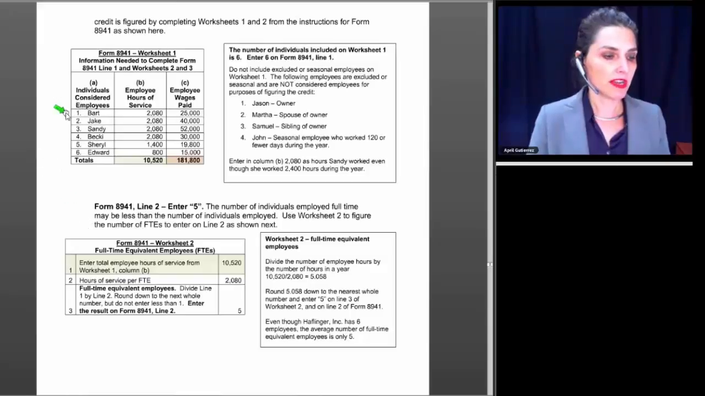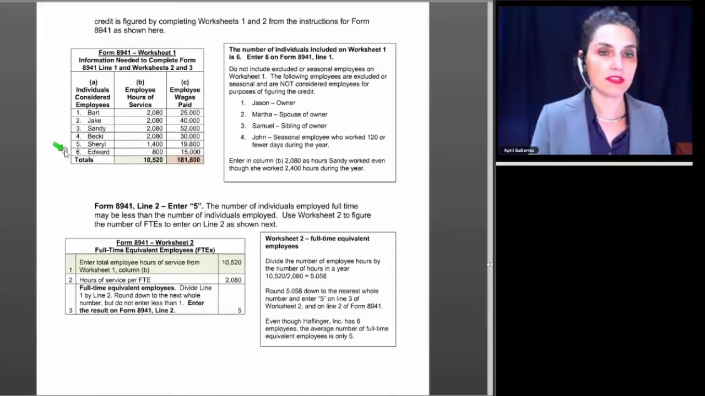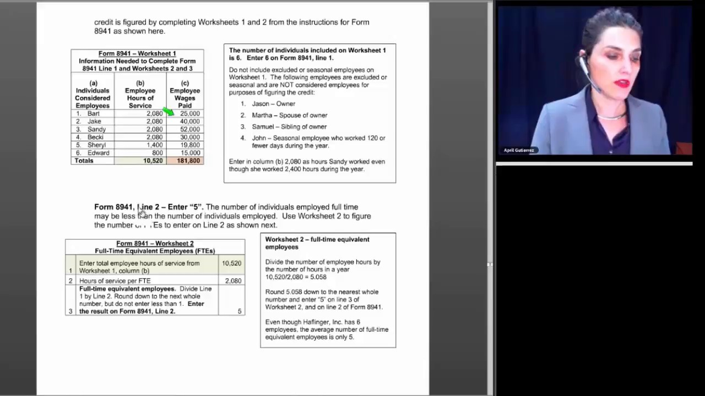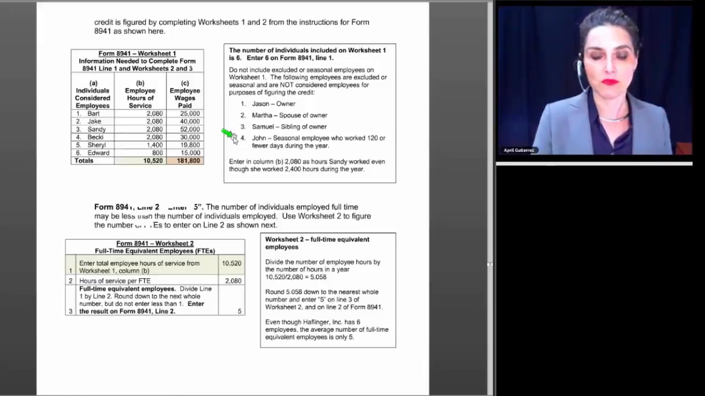And what worksheet number 1 asks you to do is to list all employees who are taken into account. In other words, all employees who were not excluded. There were 6 employees that were not excluded. And how many hours of service did those employees put in? We total those up, and we have 10,520 hours. And then what was the wages that was paid to those 6 employees? That totaled $181,800. So the employees not included on worksheet 1 are Jason, the owner, Martha, the spouse, Samuel, the sibling, and John, the seasonal employee who worked 120 or fewer days during the year.